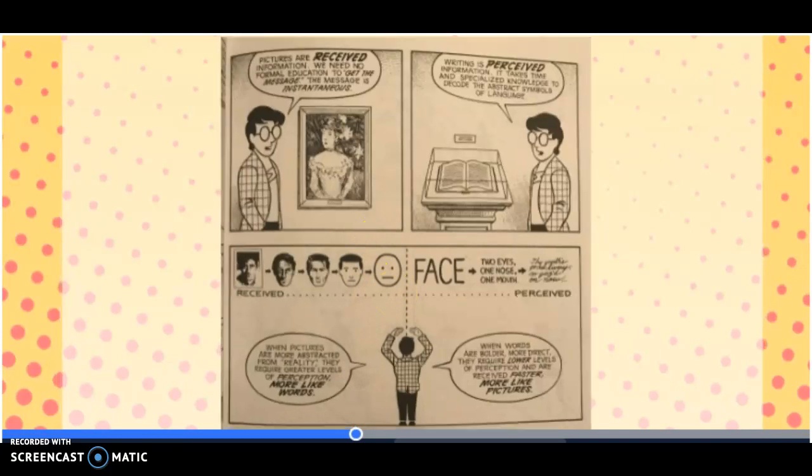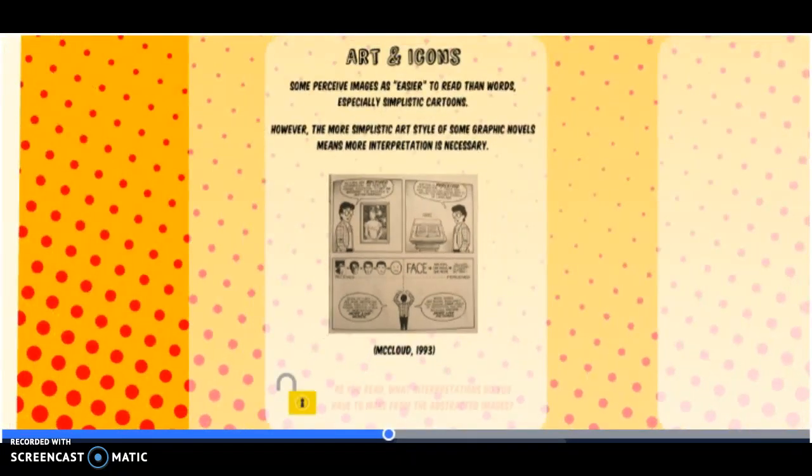So one thing to keep in mind while you're reading is that as you read, what interpretations do you have to make from the abstracted images? The fact that the images are not necessarily realistic means you have to interpret. So what interpretations are you making, and how do you make those interpretations? What about the art itself gives you those interpretations?